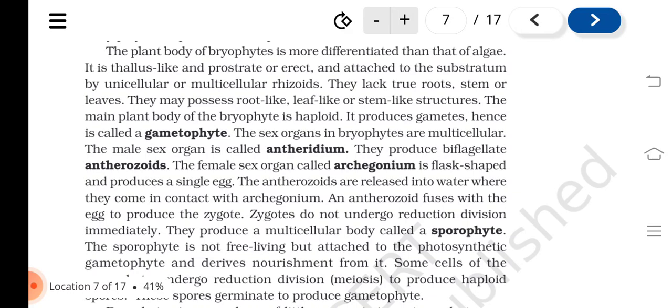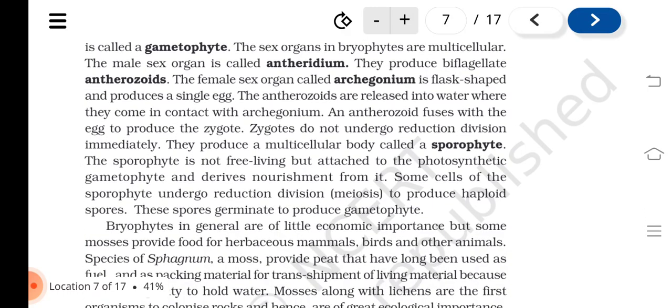The sex organs in bryophytes are multicellular. The male sex organ is called antheridium. They produce biflagellate antherozoids. The female sex organ, called archegonium, is flask shaped and produces a single egg. The antherozoids are released into water where they come in contact with archegonium.